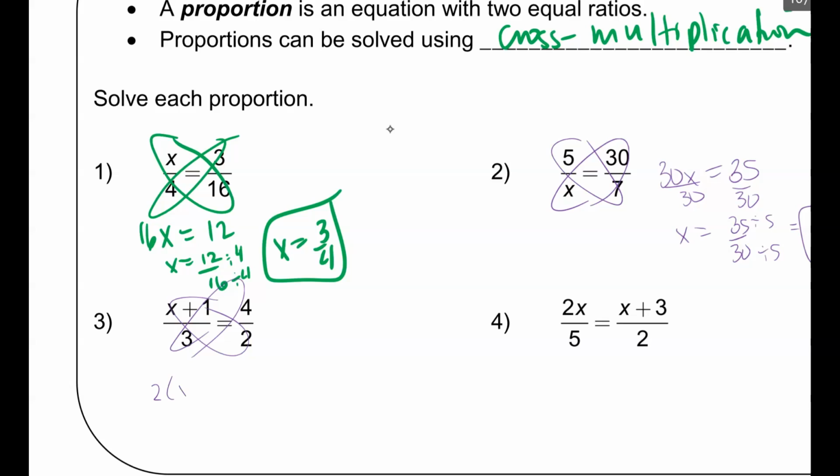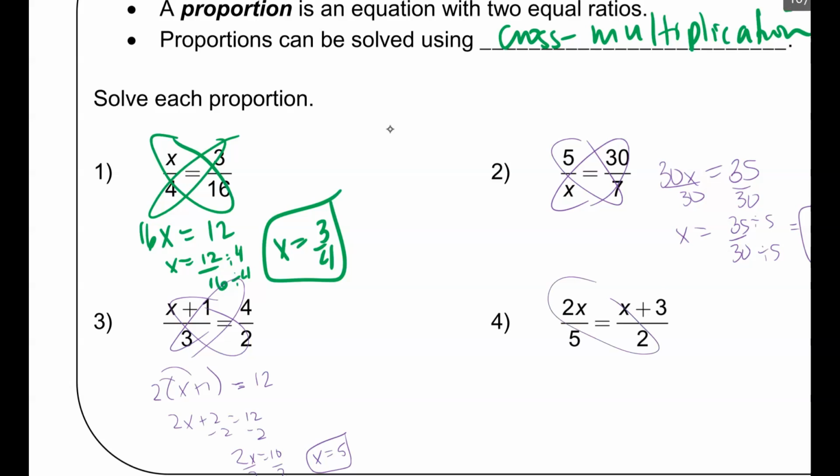So we have 2 times x plus 1 equals 12. So you could divide both sides by 2. That would be fine. I'm going to go ahead and distribute this out. So I have 2x plus 2 equals 12. Subtract 2. 2x equals 10. Divide by 2. And x is equal to 5.